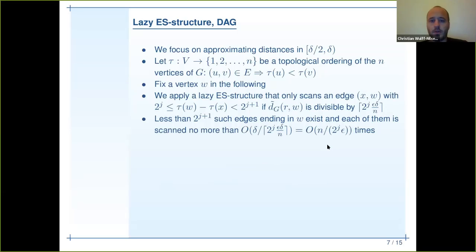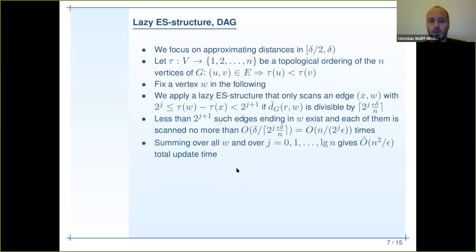Okay, so how many edges can there be that satisfy these two inequalities? So how many edges ending in W can there be? Well, there must be less than 2 to the j plus 1 such edges. And each of them is scanned no more than O of delta divided by our index I from before, so this number here, and this amounts to this many times. And now you see that this 2 to the j cancels out with this 2 to the j plus 1.